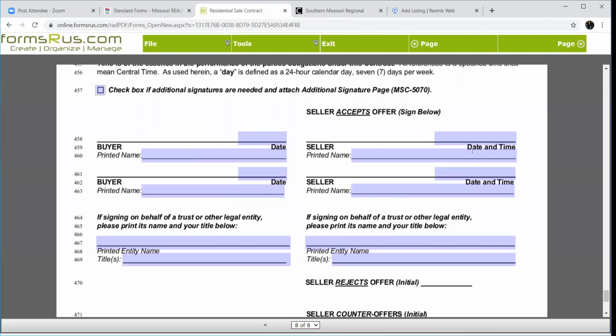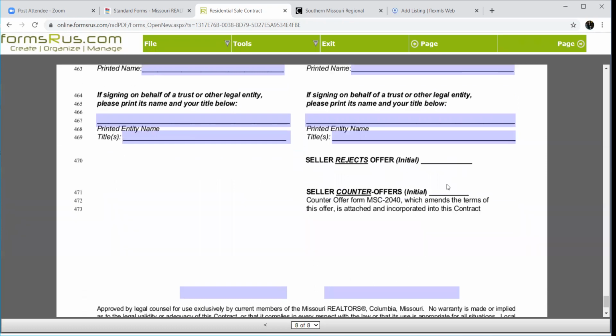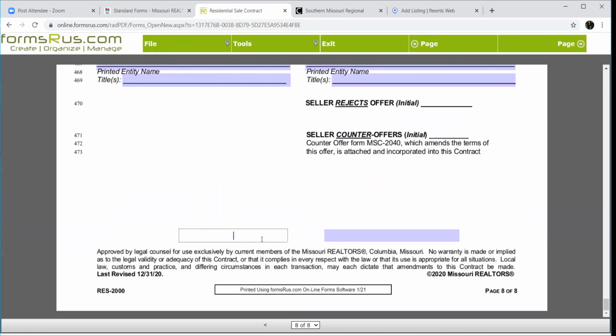So this buyer's going to sign off on the information right here. And if the seller accepts it, they will sign here. So if they do, that becomes my effective date. I've got signatures on both sides. If the seller rejects or counters, then they'll initial down here and we'll move on. I don't know why these 2 blanks down here are left open. That's for the signature. I don't know why they left them there. That's so strange.